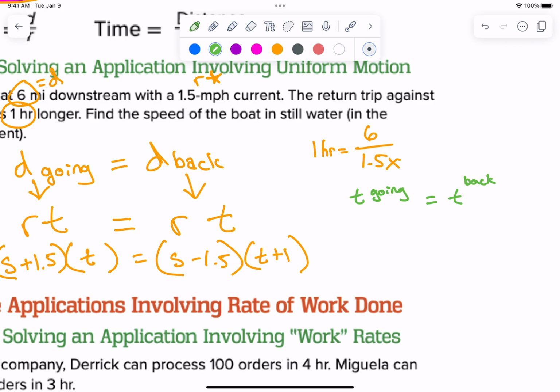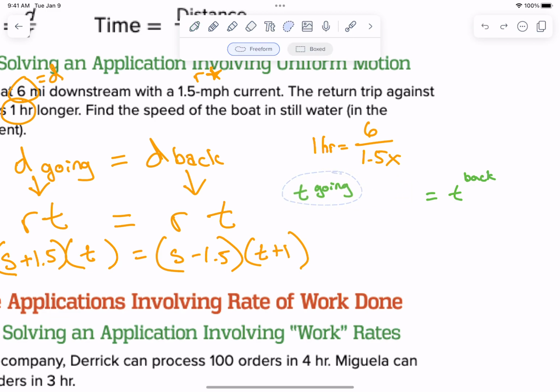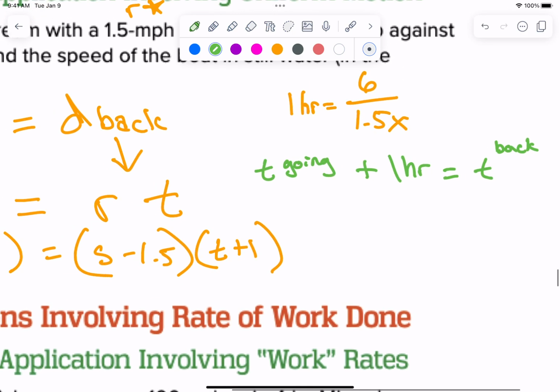The time coming back is 1 hour longer than the time going. Is that the same? Yes. But why does that 1 hour longer matter? Here we go. The time going plus 1 hour is equal to the time coming back. True? So we plugged it in.